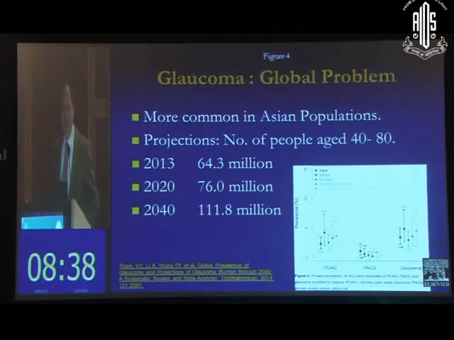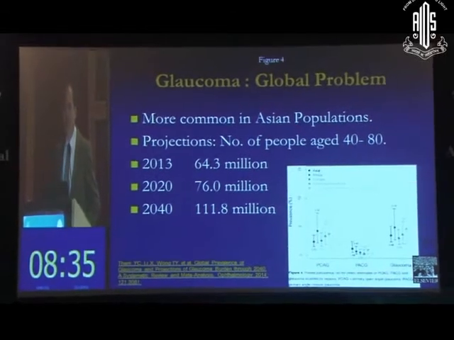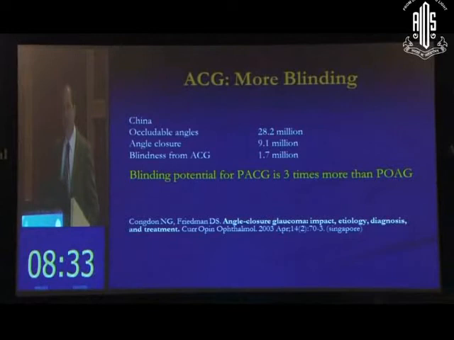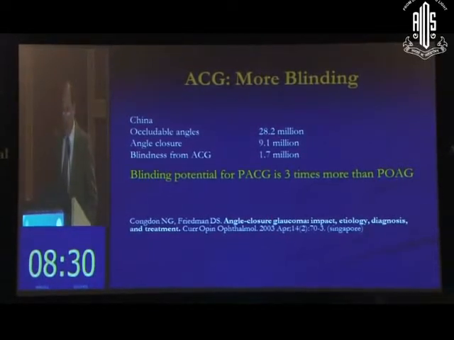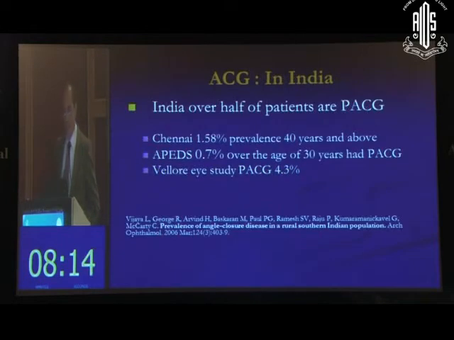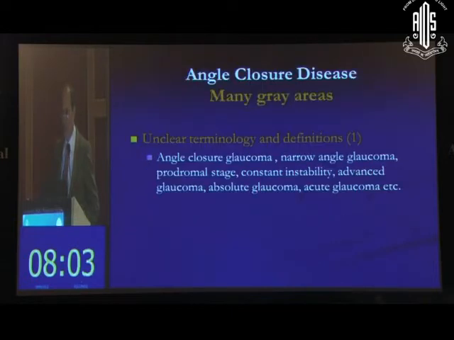But in our part of the world, in the Asian countries, ACG happens to be a significant problem. So it's important to know about angle closure disease because it's a more blinding condition as compared to POAG. If you look at the projections from the Singapore study on the Chinese population, it is about 3 times more blinding in this population as compared to POAG. In India, Dr. Vinay has already told you the statistics, but in general, there is some variation in different studies, but generally it is believed that half of our patients are angle closure glaucoma patients. So we have a fair share of angle closure disease in our country.